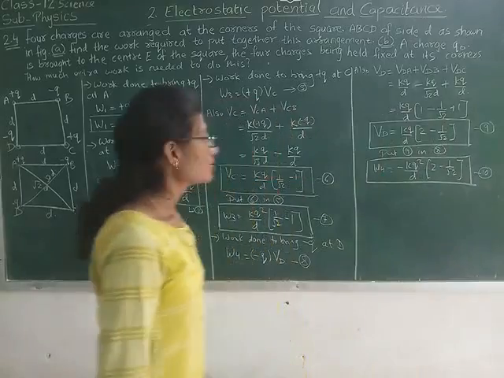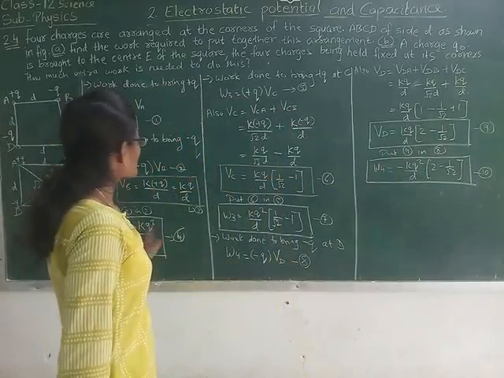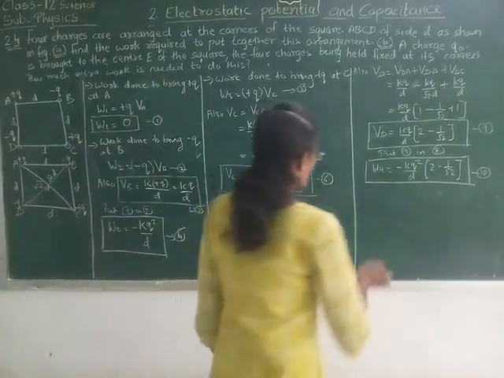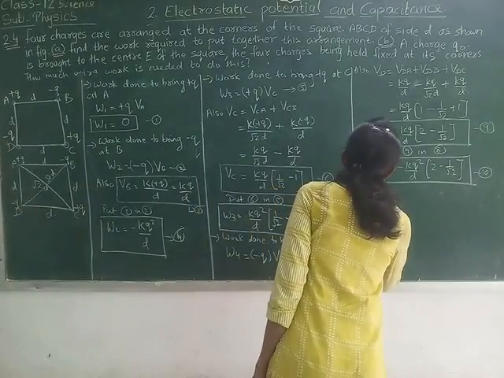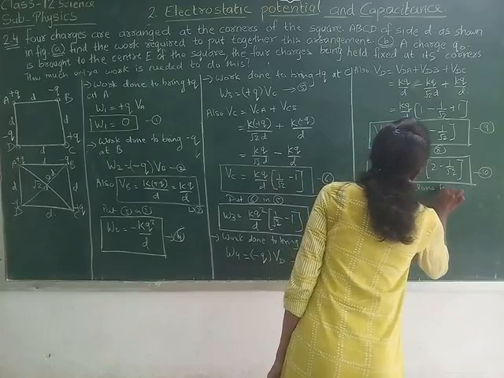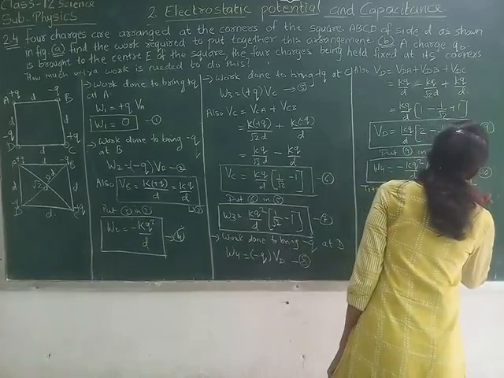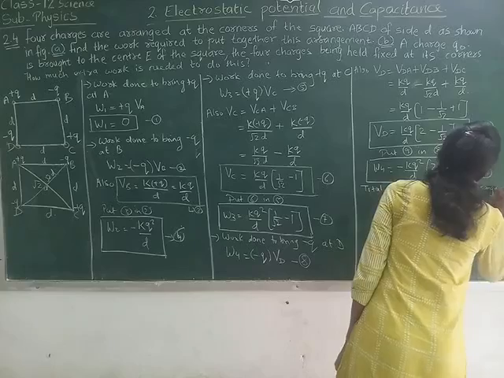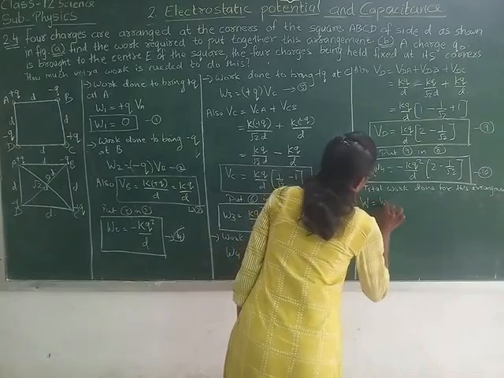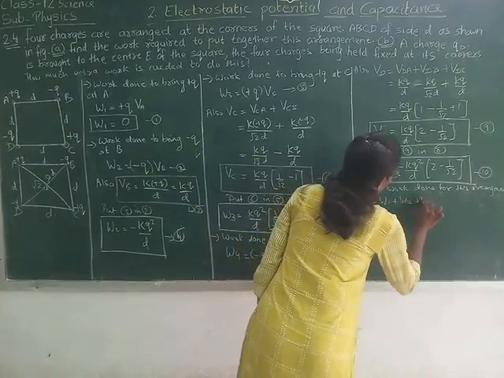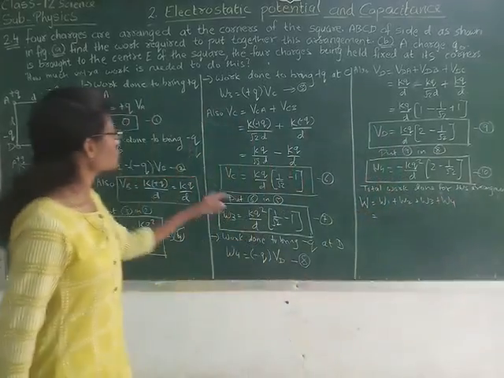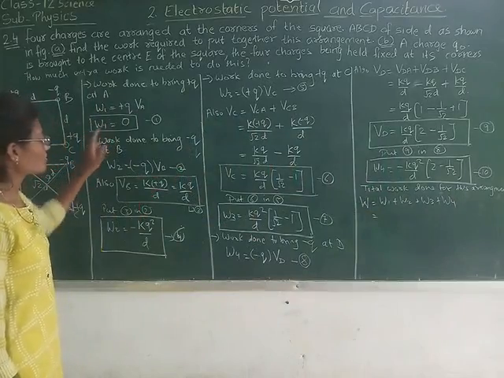Now see, we got all the work done to place all the charges at the four corners. So the total work done for this arrangement, that is W equals to W1 plus W2 plus W3 plus W4. Right? Now we just need to write that from this equation.